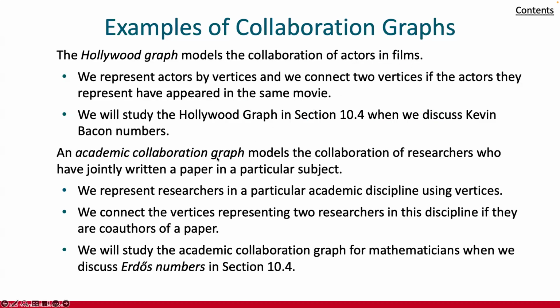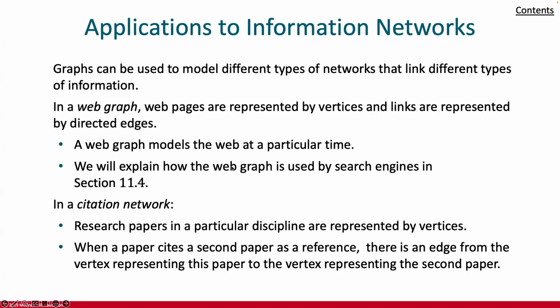An academic collaboration graph models the collaboration of researchers who have jointly written a paper in a particular subject. And so this is something that we could be exploring. And sometimes you have a reference in a paper, and that paper could then reference another paper. And so you could have some interesting collaboration graphs going multiple layers.